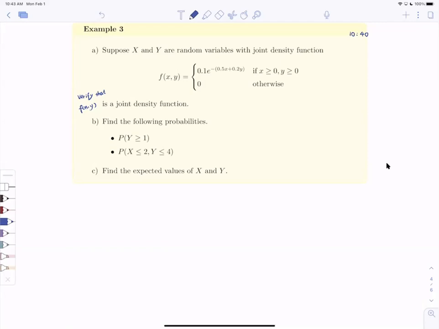Okay, let's do this one. This one is a long one.